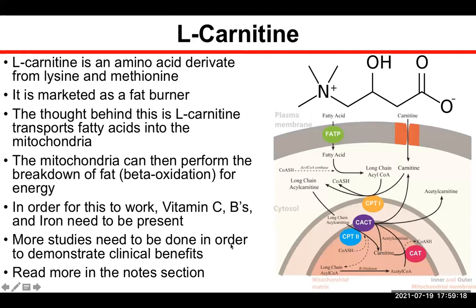More studies need to be done in order to demonstrate the clinical benefits of this, but some studies have shown that it does help with some heart disease, because you're able to uptake some of the fat better. But I do have a couple of articles, links in the notes section. So if you're interested in reading more about this, feel free to do so.